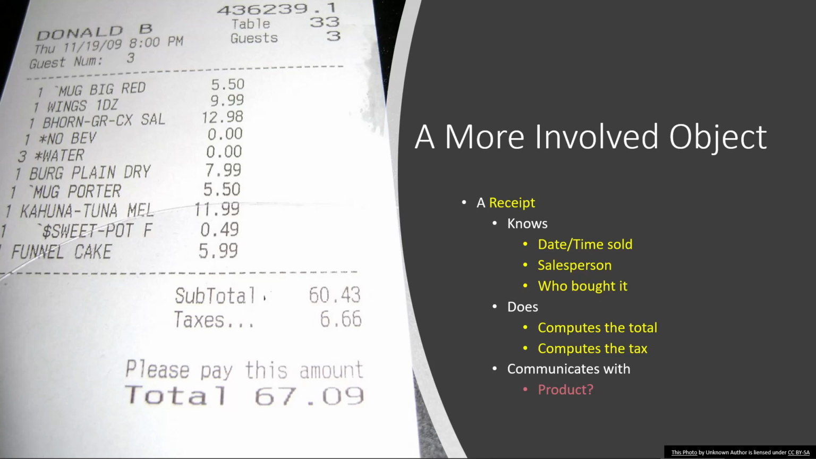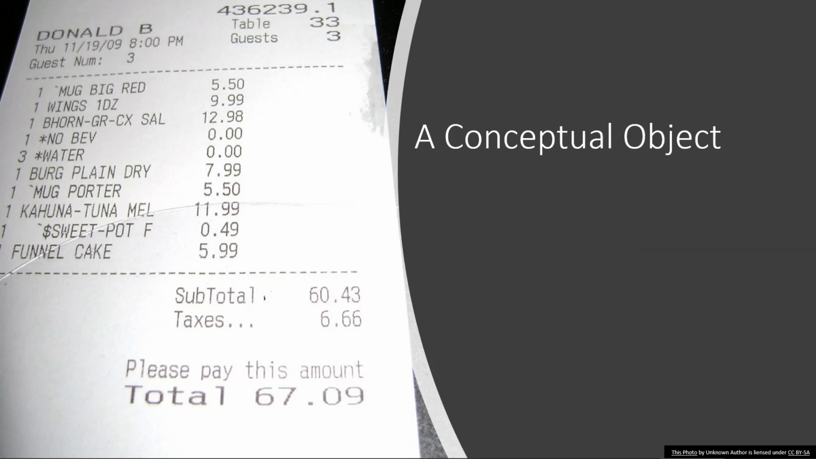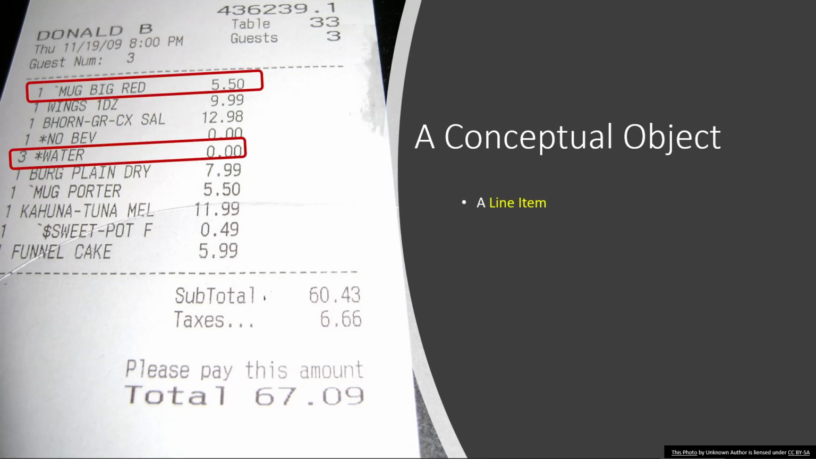So sometimes object orientation has us having conceptual objects that live in the middle of this. So maybe things that you don't necessarily see directly as an object of its own, but part of an object, something like a line item. So on the receipt, there's many, many, many line items here. And a line item is a concept of a receipt where it knows the product that was selected, the Big Red, the water, the burger, funnel cakes, so on and so forth. And it also knows how many of those were purchased. So in this case, 3 waters is the only one that shows this capability deeply.